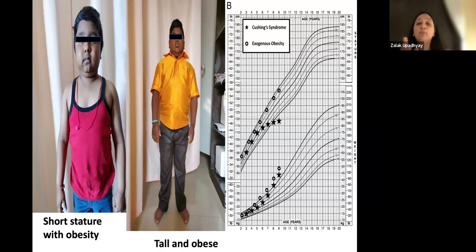So, that is tall and obese. So always remember exogenous obesity means they are tall in comparison to mid-parental height, on the higher side, as well as obese. When they are short and obese, below the MPH range or below third centile and obese, always think of endocrine cause of obesity and short stature. Maybe Cushing's, maybe hypothyroid, right?